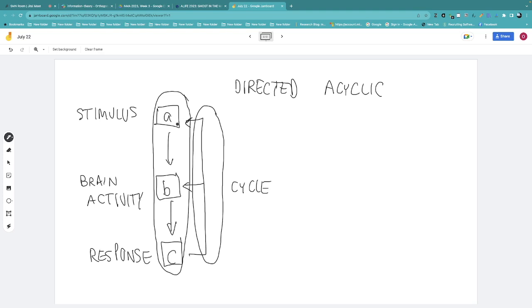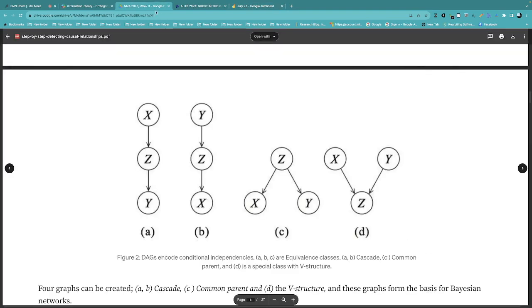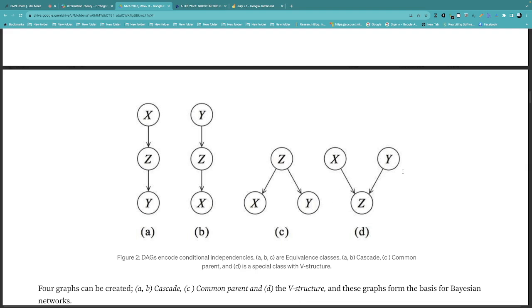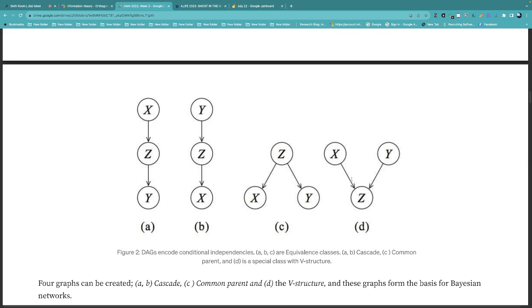We may have feedbacks, but we're not interested in them right now. And then, of course, a graph is just this graphical relationship. So that's what we mean by DAG. And they use the term DAG a lot in causal modeling because that's very much the currency of it. So this is an example of DAGs encoding conditional independencies.